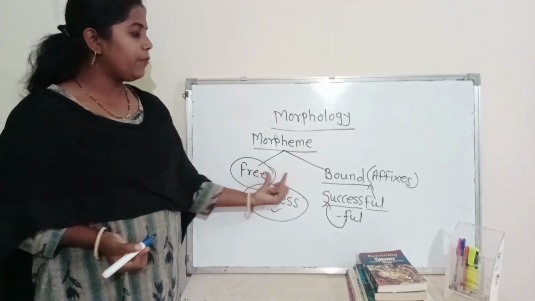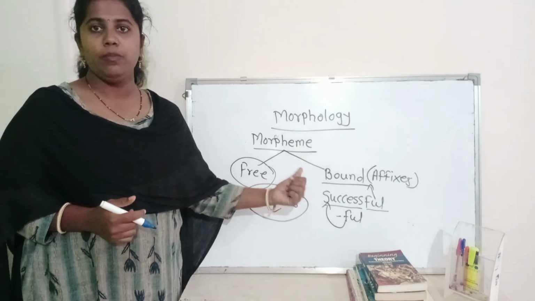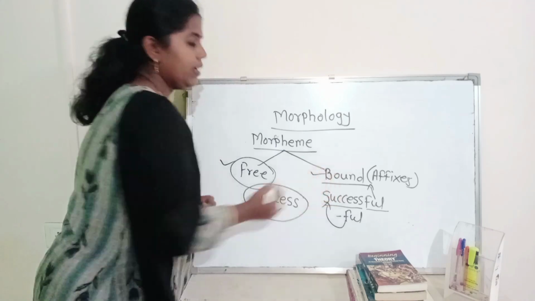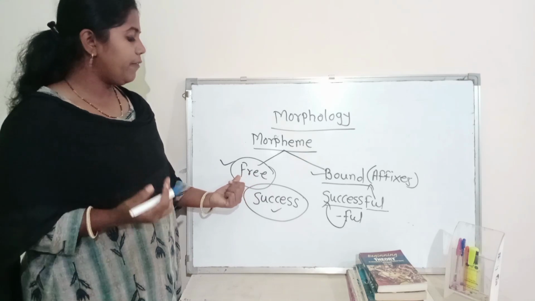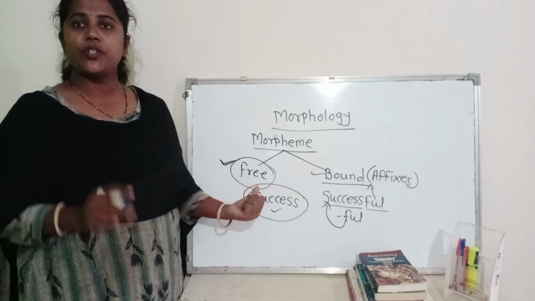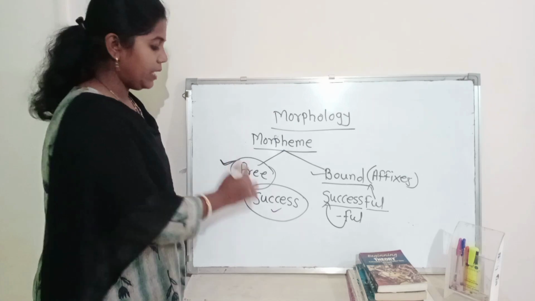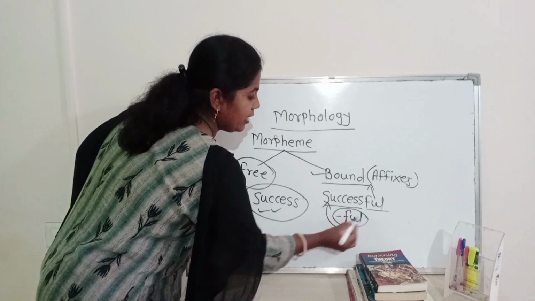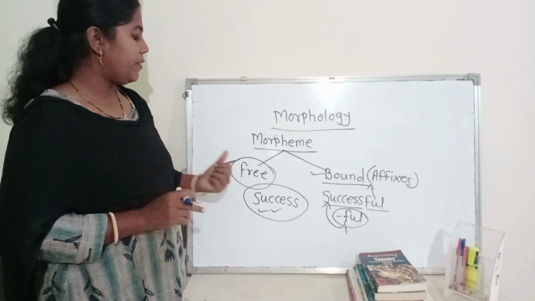So if we try to differentiate free morpheme and bound morpheme, the basic difference between these two is that a free morpheme is independent and a bound morpheme depends on another morpheme. And one more difference we can say here is that a free morpheme has its own meaning. This is also a main difference. A free morpheme has its own meaning, like this success. But if we consider ful, this is a bound morpheme. It has no meaning of its own. So these are the two differences between free morpheme and bound morpheme.